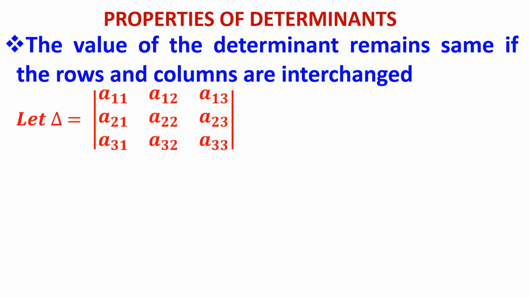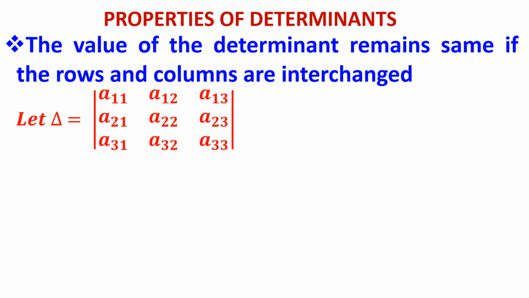We are taking one determinant now. You are seeing that based on their position, I have made it as A11, A12, A13. You know what is the meaning of it? First row first column, first row second column, first row third column. The elements in the second row are A21, A22, A23. Elements in the third row are A31, A32, A33.